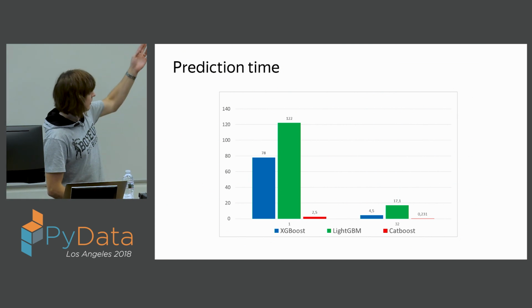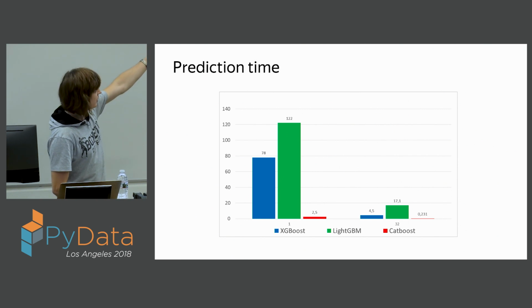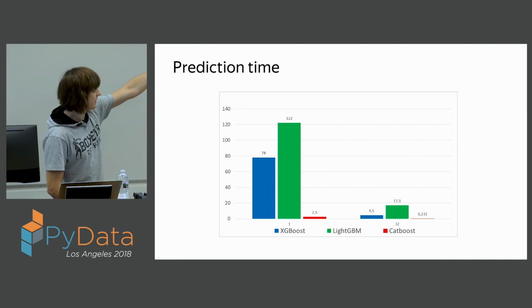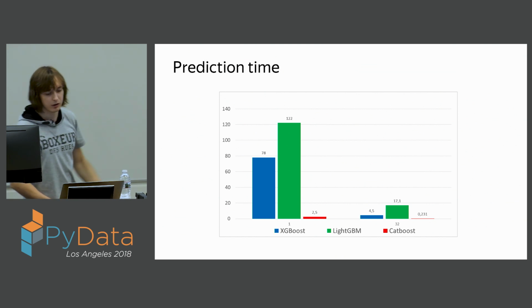Okay, and one more thing about this slide. The first 3 columns are the time we need to apply in one thread, and the second 3 columns are the time we need to apply in 32 threads.